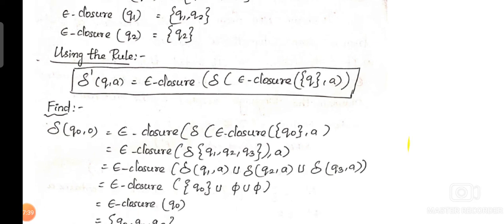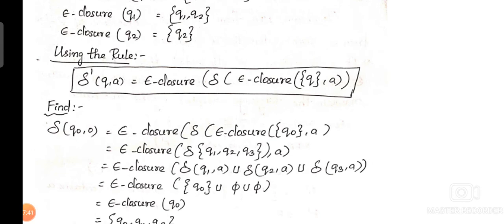So first of all, we will identify del of Q0, 0. In the right hand side, we have to apply the previous rule. So del of Q0, 0 equal to epsilon closure of del of epsilon closure of Q0, A. So inside the bracket, we have to substitute the value for epsilon closure of Q0. So that is the set of Q1, Q2, Q3.